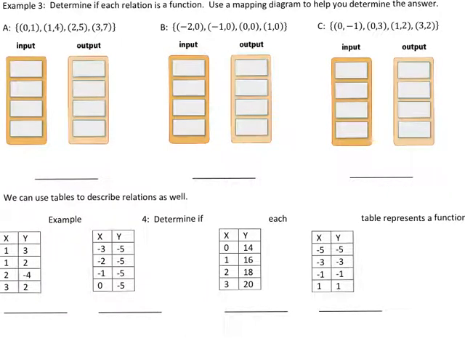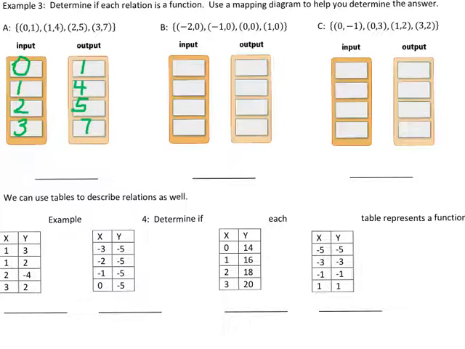For example 3, we're going to do this together. We're going to determine if each relation is a function by using a mapping diagram to help you determine the answer. So remember, our inputs are our x values. So I'm going to put 0, 1, 2, and 3 in for my inputs. Then I'm going to look at my y values for my outputs. That's 1, 4, 5, and 7. So I'm going to fill out my outputs with 1, 4, 5, and 7.